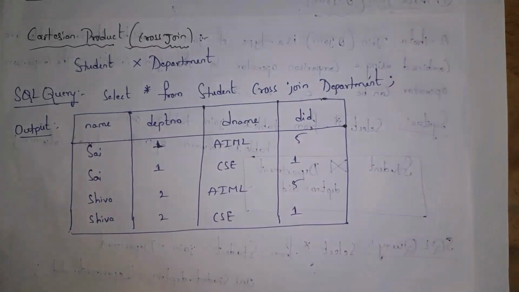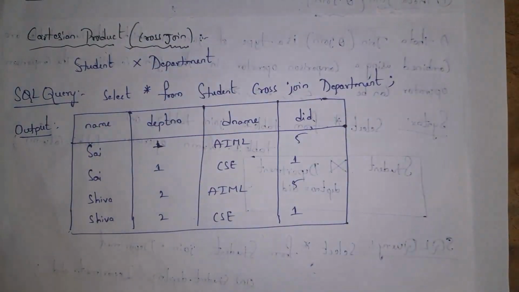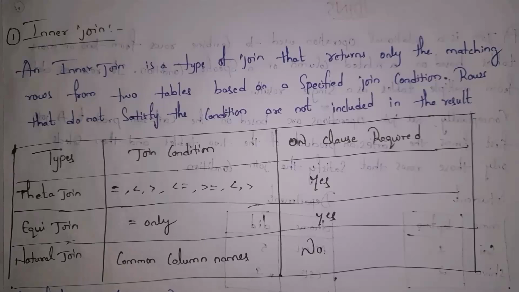So now, whenever we apply any join operation, the join operation will be applied on this particular table. I'll give examples so that you can clearly understand. Guys, joins are classified into two types. They are inner join and outer join. At first, I will explain what is inner join.